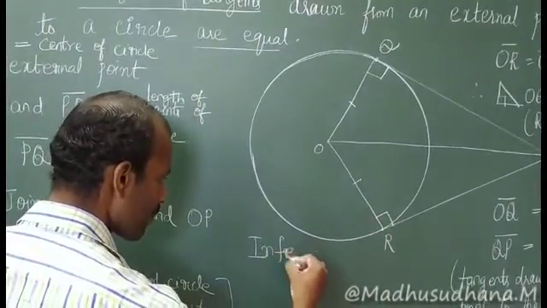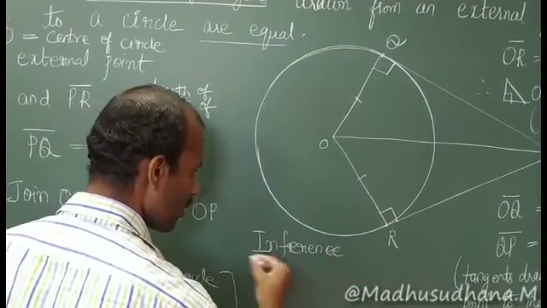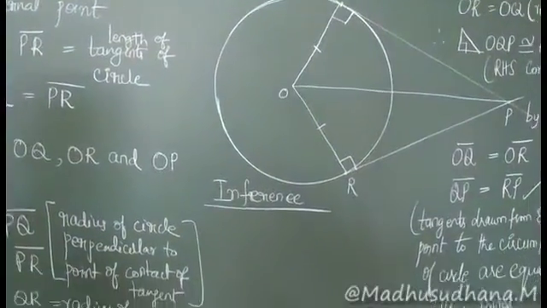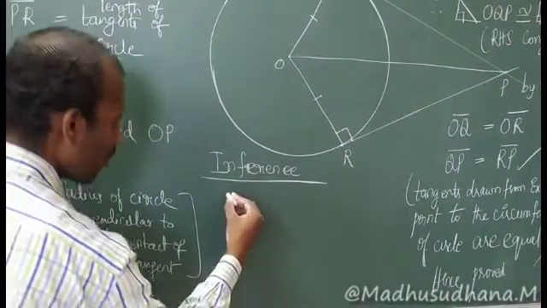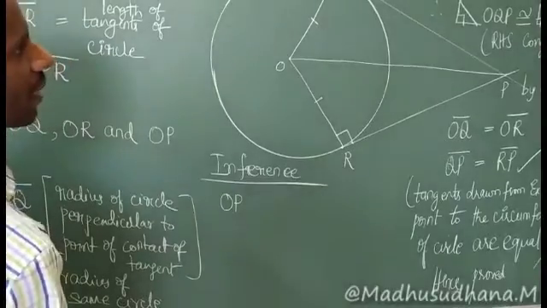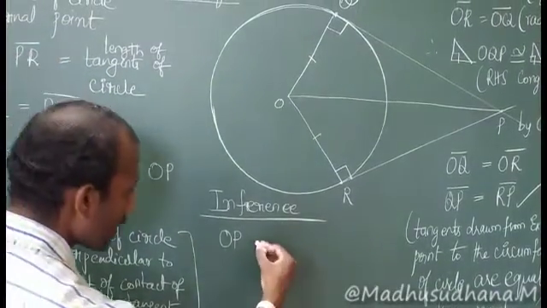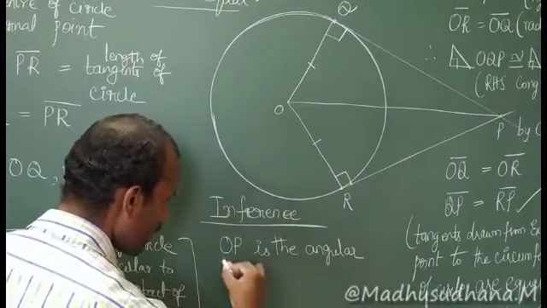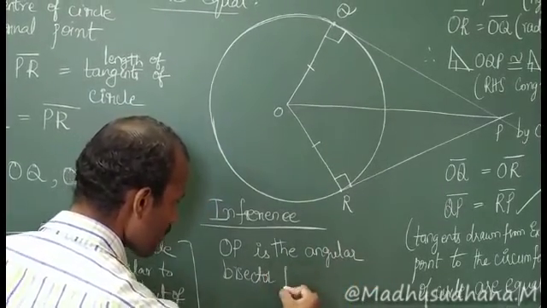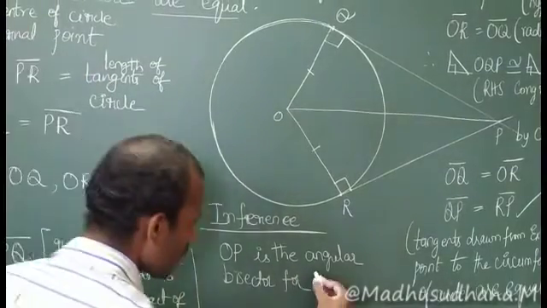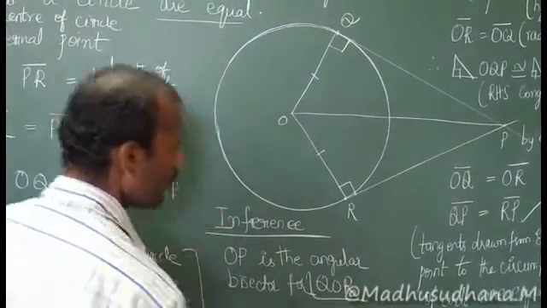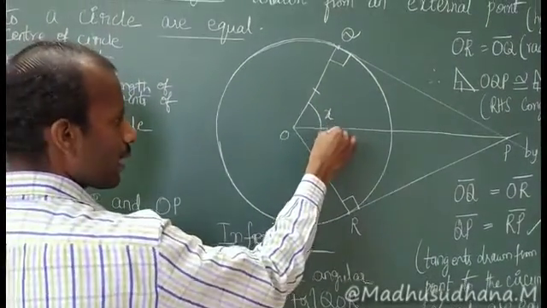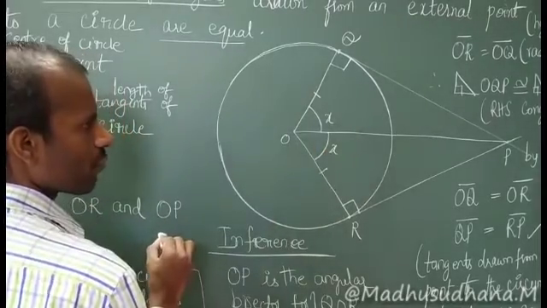Once we have proved in this theorem that the tangents drawn from the external point are equal, what do we infer here? What is the meaning of inference? Once we have proved it, what follows here? After proving that the tangents drawn from an external point are equal, we can understand that OP is the angular bisector for angle QOR.